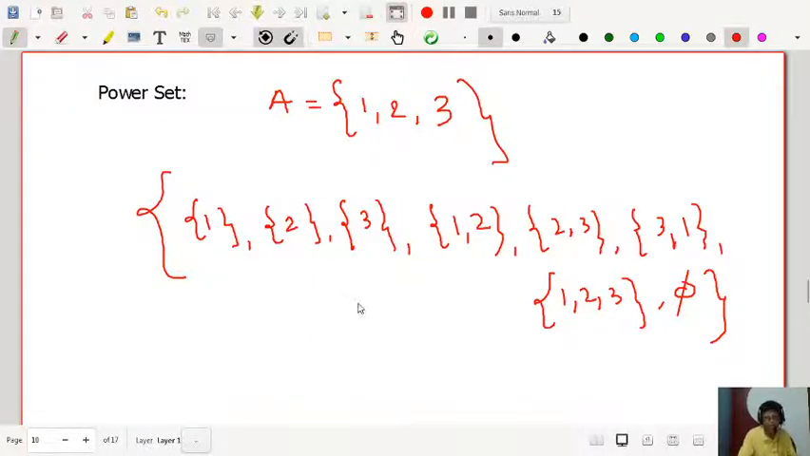I will repeat once again. I'm considering single elements 1, 2, 3. They are forming the subsets. I am considering two elements at a time: {1, 2}, {2, 3}, {3, 1}. They are forming the subsets. And I am considering {1, 2, 3}, because every set is a subset of itself. And also considering the null set.